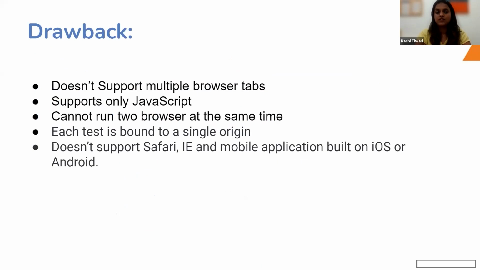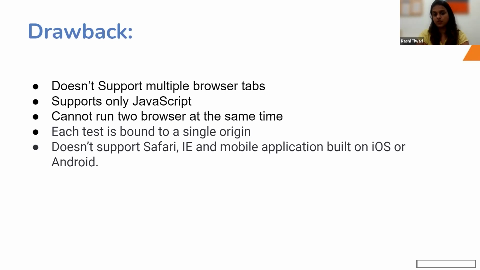Coming to the drawbacks of Cypress, it doesn't support multiple browser tabs. So if we click on any link and it opens in another tab, we have to modify it and open it in the same tab. Then it supports only JavaScript, unlike Selenium, where we can use different programming languages. Cypress cannot be used with any programming language other than JavaScript. Cypress cannot run 2 browsers at the same time when we use the test runner, but if using the dashboard, we can run 2 browsers or do parallel testing at the same time.